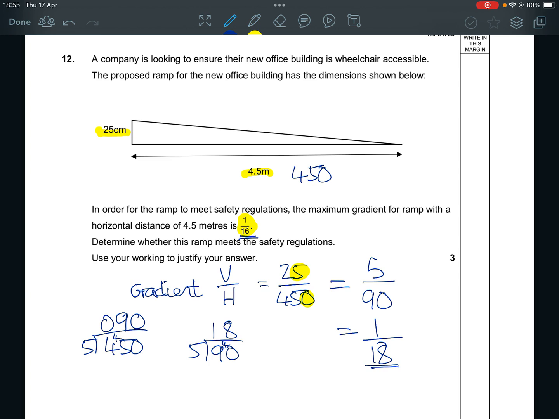So we've worked out it's 1 over 18, and they said that the maximum gradient for the ramp of horizontal distance of 4.5 metres is 1/16, okay? Well, it is safe, so we'll say yes, and you have to justify it, and we can say, well, since 1 over 18 is less than 1 over 16. Or you could say 1 over 16 is greater than 1 over 18.